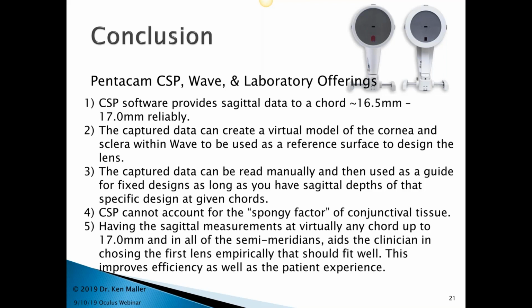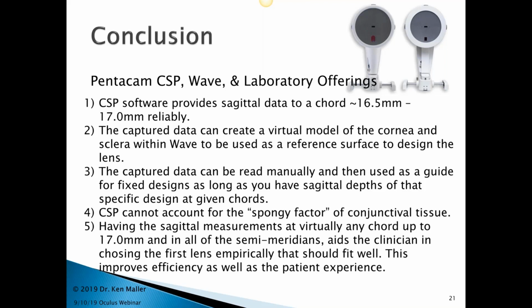The captured data can create a virtual model of the cornea and sclera within Wave, and that's used as a reference surface to design the lens. And I think it's absolutely wonderful to understand that if you can get this surface data in a very reliable way, unencumbered by tear film problems, and have this very, very resolution-rich surface that has all of this sagittal data that's been presented, certainly in Wave, as a surface 360 degrees around, you can now line up a lens any way you would like on that particular surface.